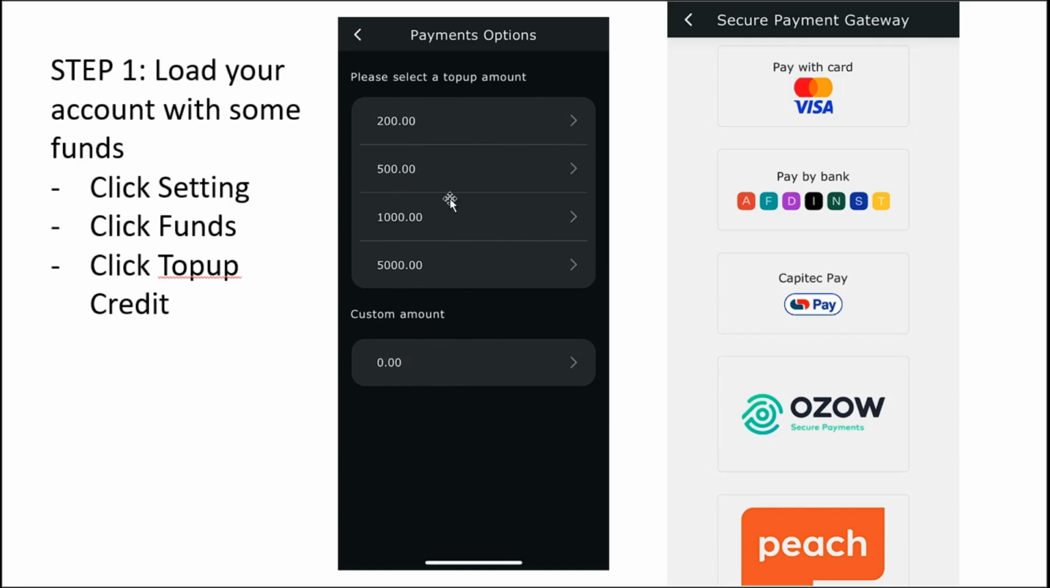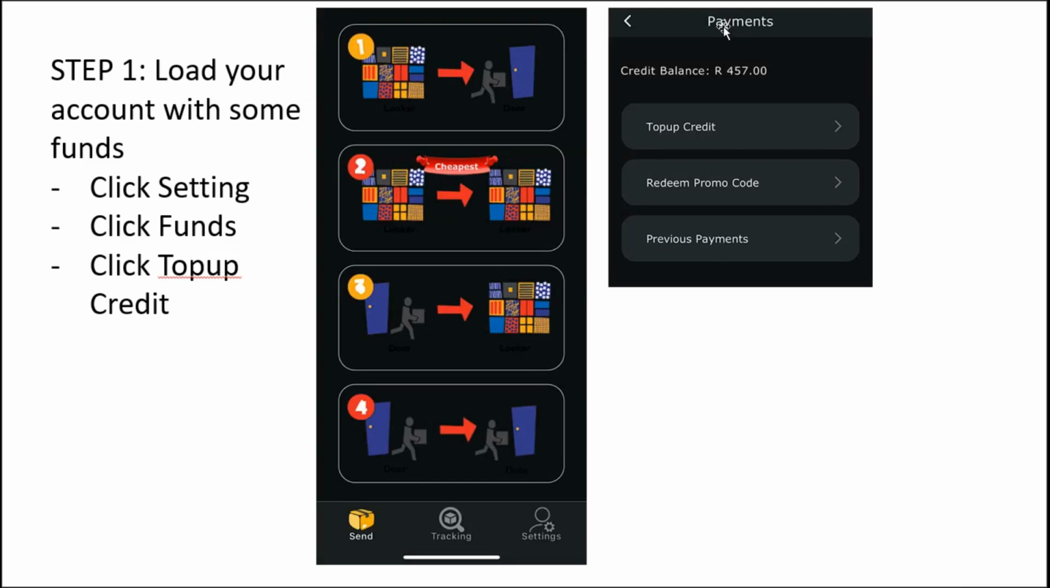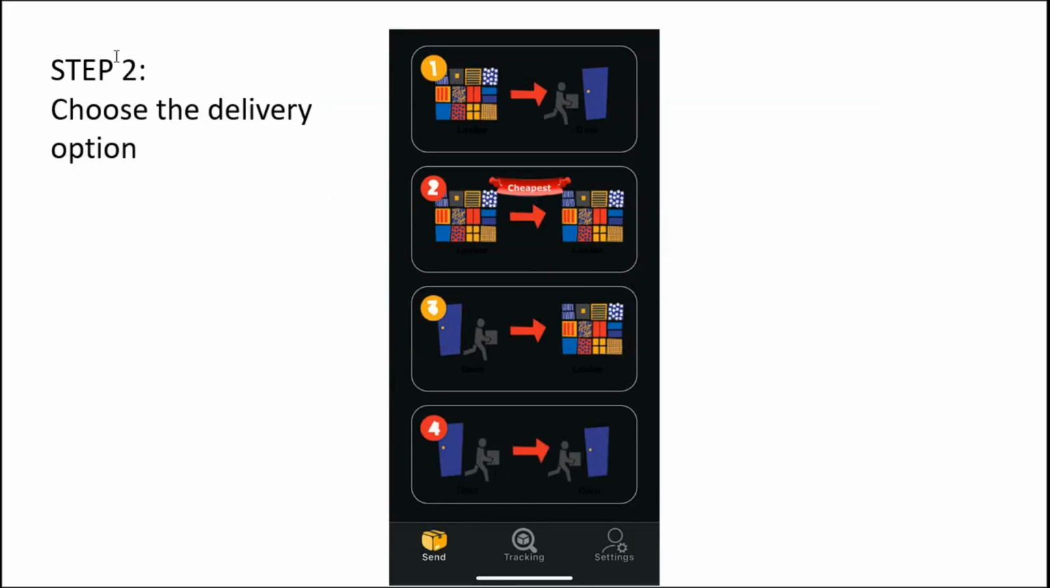So once you choose that, you'll be presented with a secured payment gateway. You can either pay with a credit card, pay by bank, Capitec Pay, or other payment options. Okay, whichever works for you. Once that's happened and the payment goes through, your credit balance will be updated with the amount. Okay, so now that you have funds, you are good to go to choose a delivery option. This would be step 2.